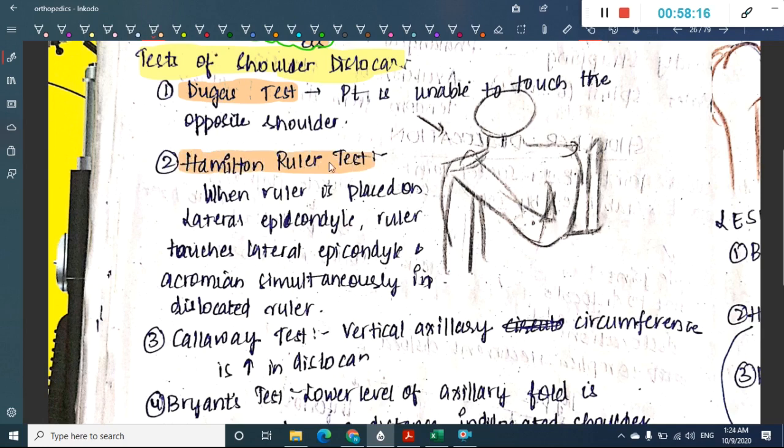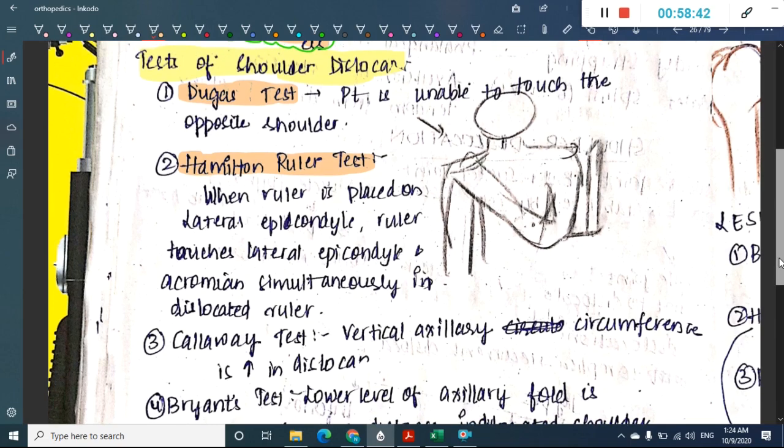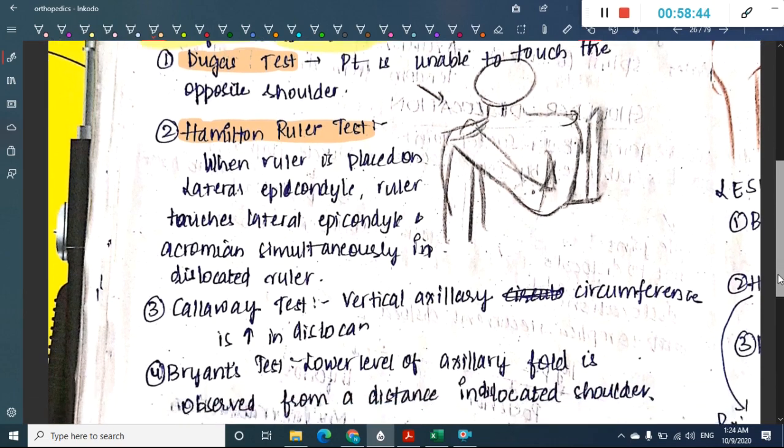Then the second test is Hamilton ruler test. In this you place a ruler on the lateral epicondyle such that the ruler touches the lateral epicondyle and acromion simultaneously in a dislocated shoulder. In a dislocated shoulder this ruler will touch the lateral epicondyle and also the acromion simultaneously. This is called Hamilton ruler test.